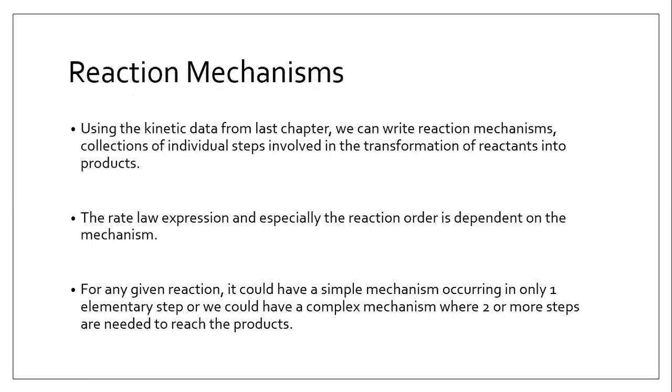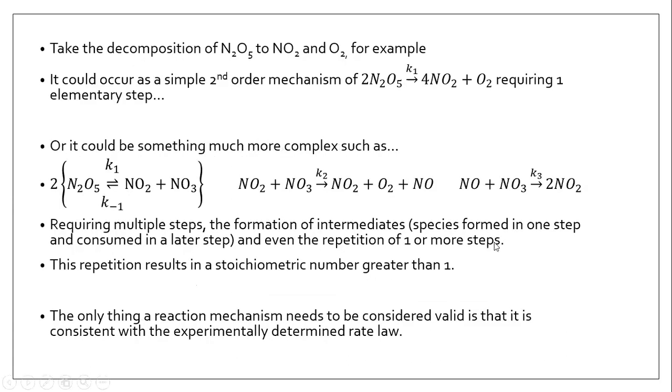Now, we could have a simple mechanism occurring in one elementary step, or it could be like 2, 3, 4 steps, and we need to reach the product. And so we'll deal with each of these. So let's look at the simple decomposition of N2O5 to NO2 and O2. So the reaction, as written, is 2 N2O5 goes to 4 NO2 and 1 O2.